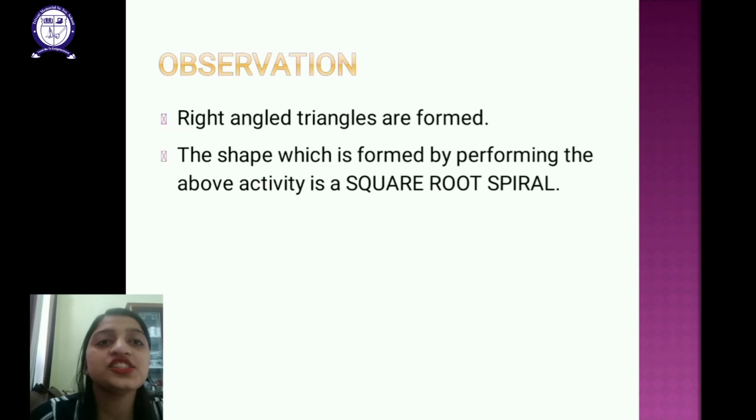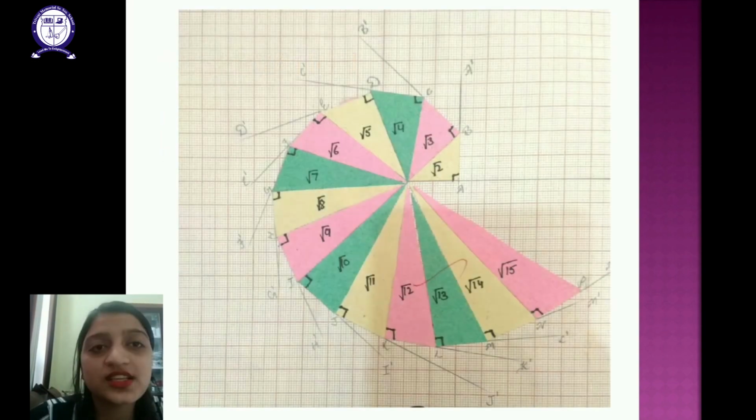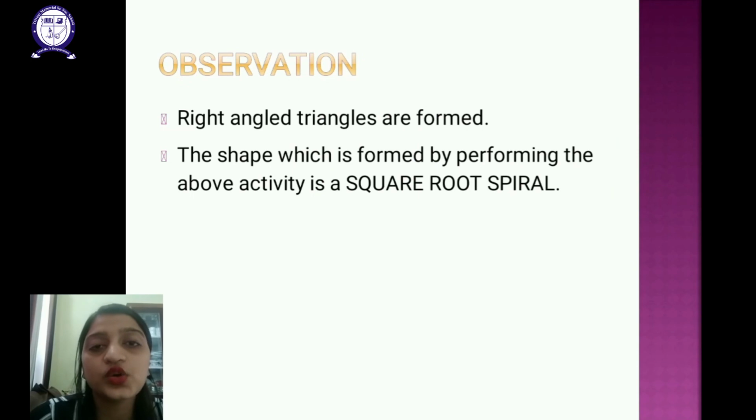The second is that the shape formed by performing the above activity is a square root spiral, and you can easily see that the figure obtained is a square root spiral. So this was the practical related to the square root spiral of chapter 1. I hope you understand the practical.